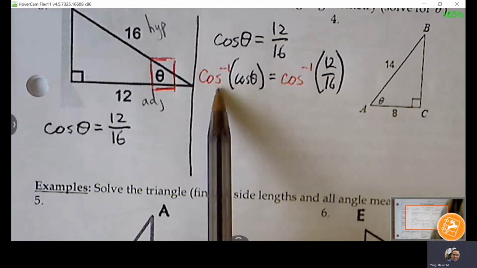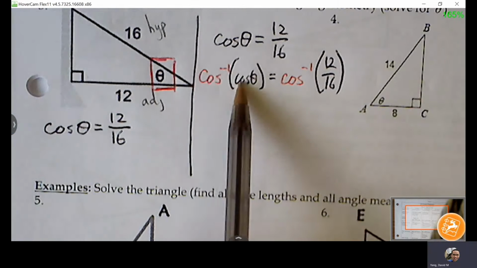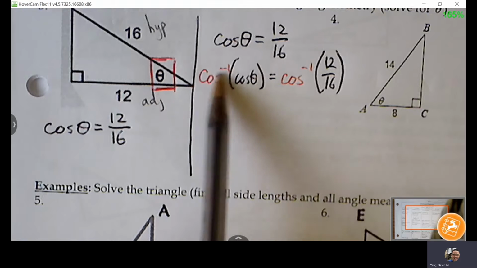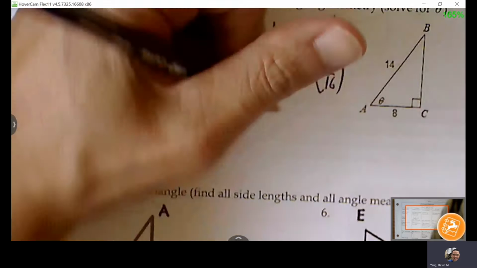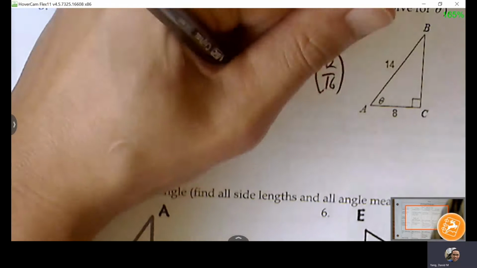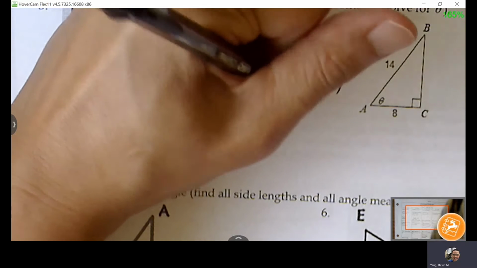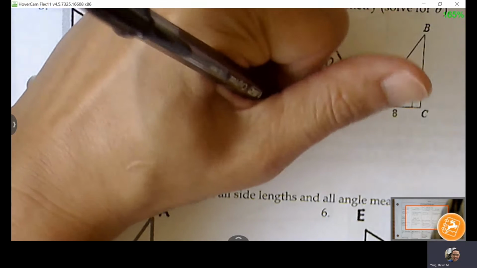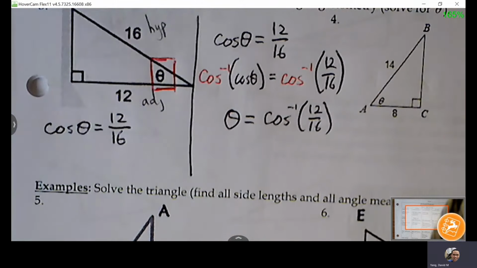So you see how this cleans up inverse cosine and cosine. These are inverse functions. They're just going to kind of wipe each other out. So we're just left with theta is equal to inverse cosine of 12 over 16. So we have to involve inverse whenever we're trying to find a missing angle.